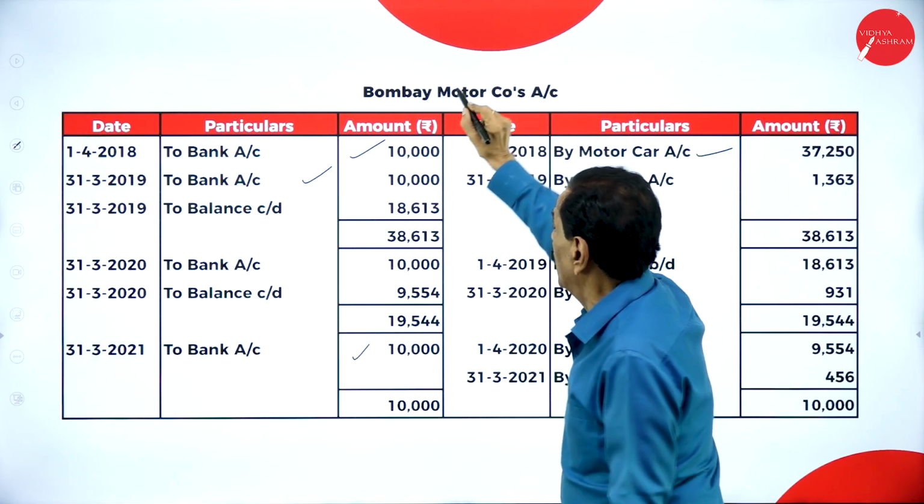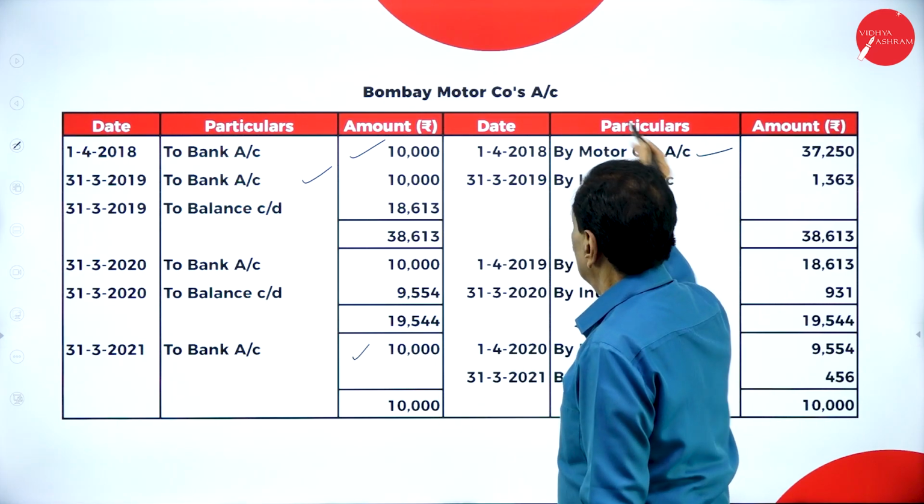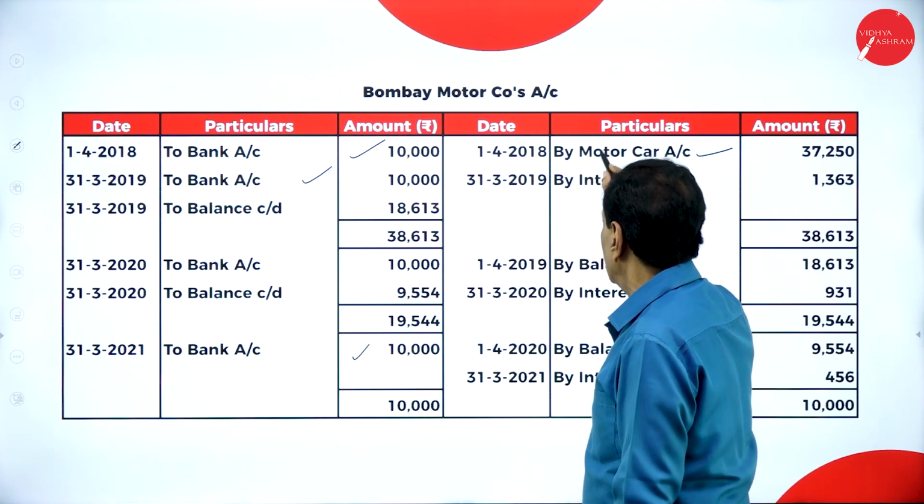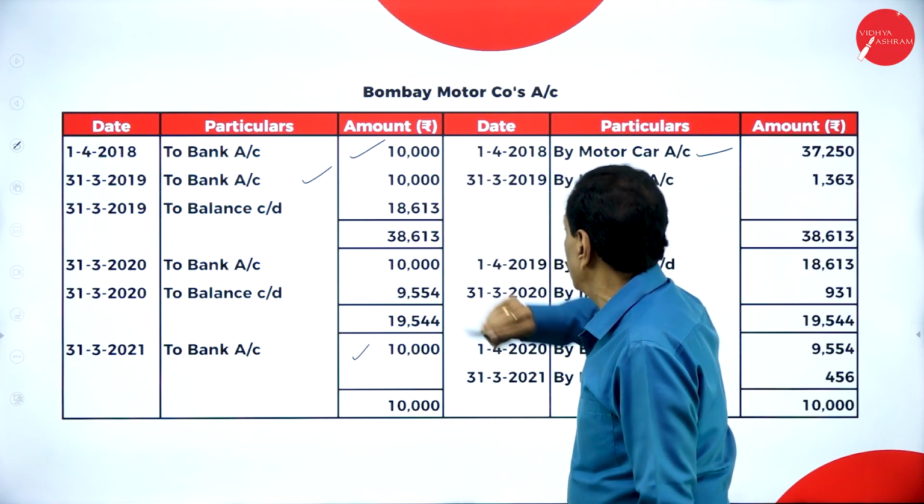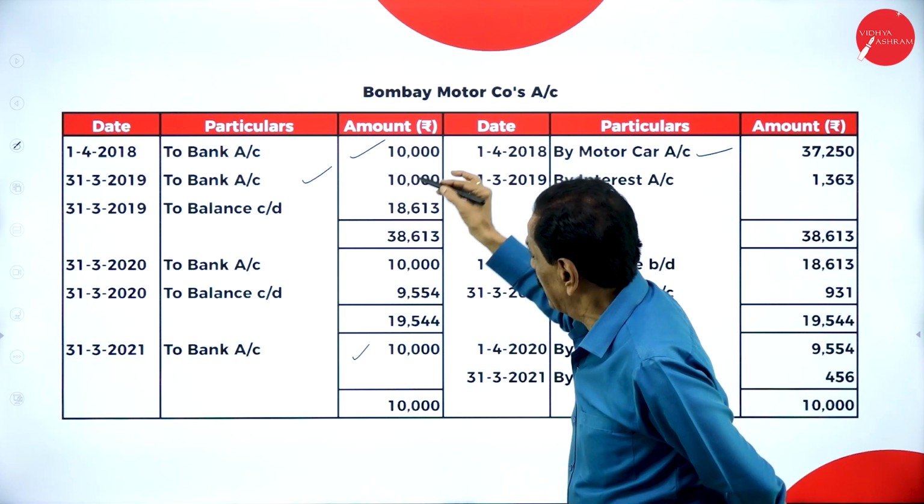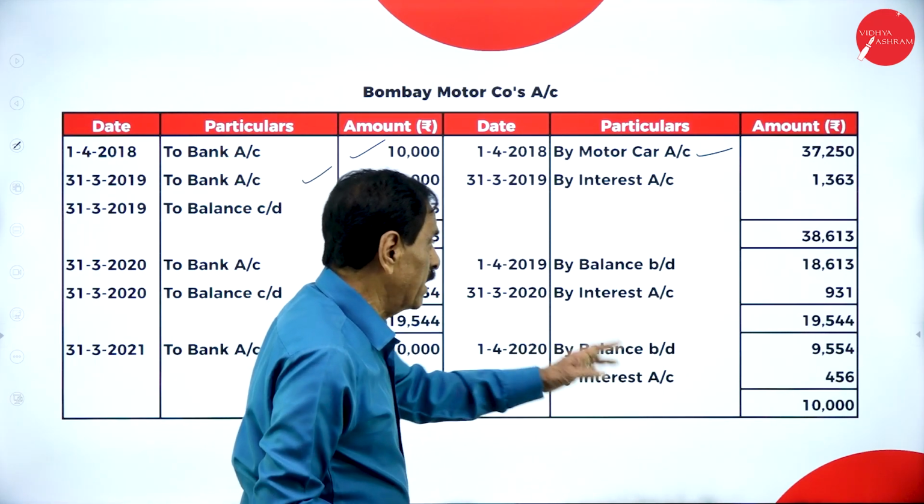Asset account debit to hire seller account, hire seller account debit to bank account, interest account debit to hire seller account, hire seller account debit to bank account. How will it be? Asset account debit to hire seller account, hire seller account debit to bank account, interest account debit to hire seller account, hire seller account debit to bank account. Then the difference is 18,613 brought down.